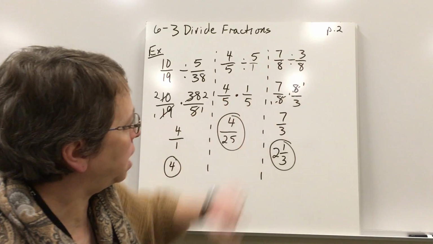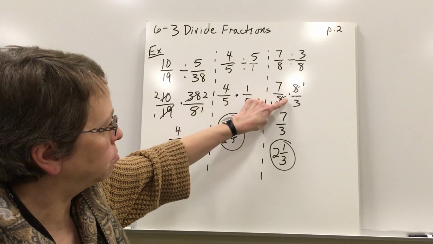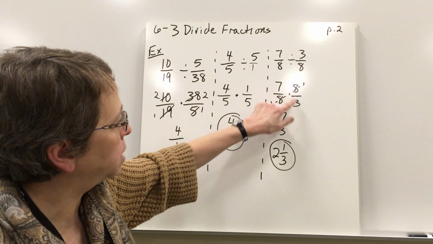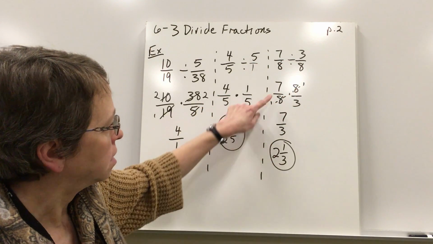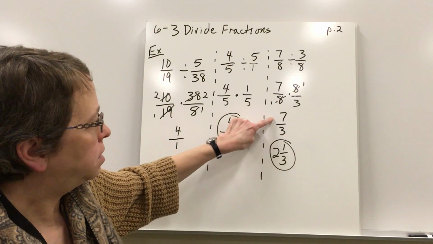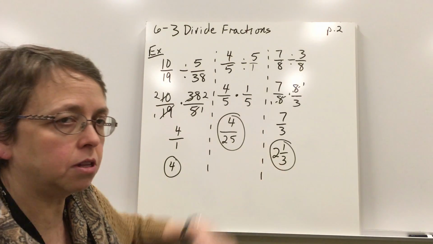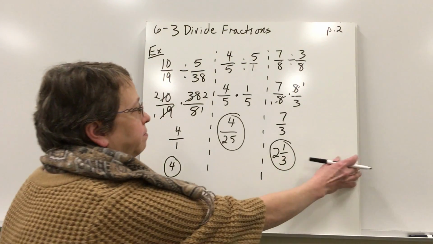7/8 divided by 3/8. Keep the first fraction the same. Change my division to multiplication. 3/8 becomes 8/3. I can cancel my 8s. So 7 times 1 is 7. 1 times 3 is 3. 7/3 is the same as 2 wholes and 1/3. So the answer to this problem is 2 and 1/3.